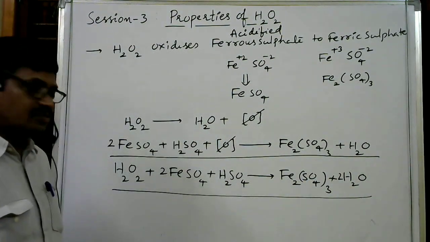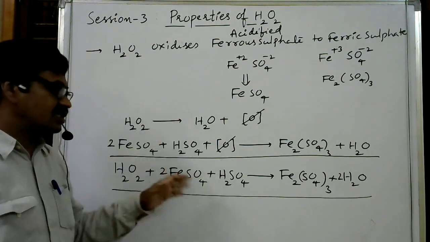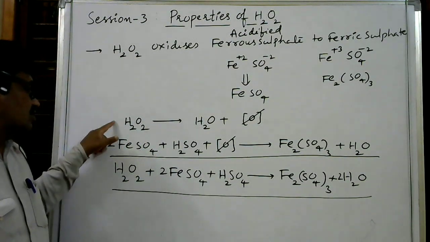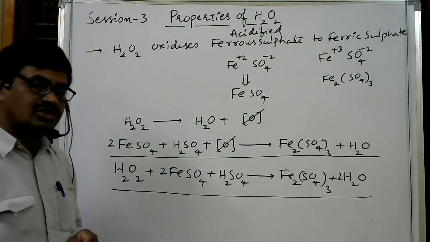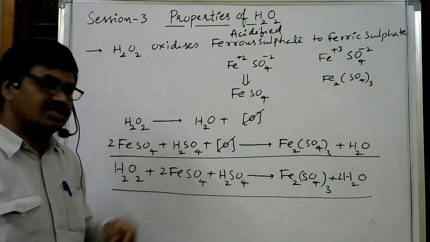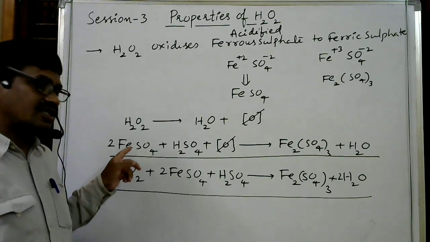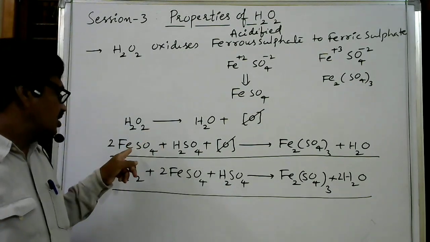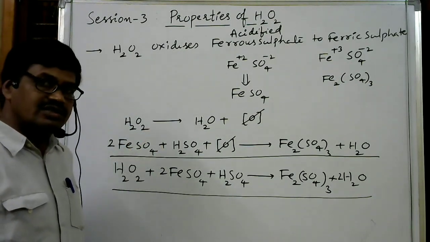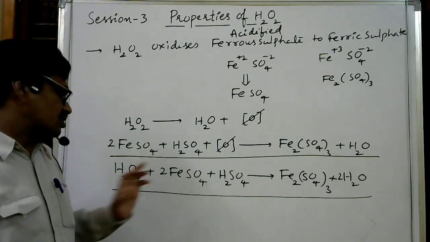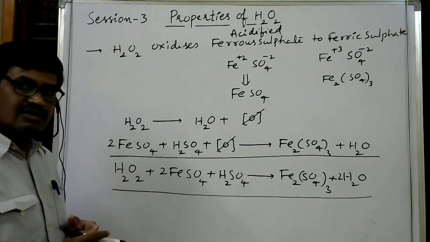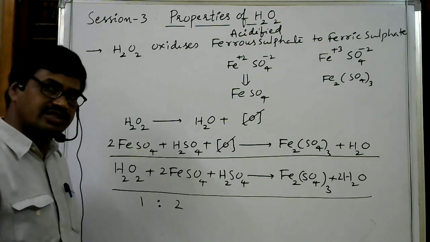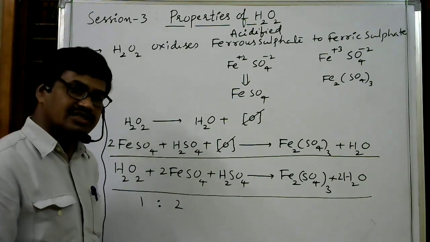From an examination point of view, if you remember this, it is enough, but for understanding the oxidizing property, we should take a two-step reaction. This is the first step: the decomposition of hydrogen peroxide to H2O and nascent oxygen. In the second step, that nascent oxygen is added to ferrous sulfate. So here H2O2 is the oxidizing agent and FeSO4 is the reducing agent. So the total reaction is this one. What is the ratio of hydrogen peroxide and ferrous sulfate? 1:2. 1 mole of hydrogen peroxide requires 2 moles of ferrous sulfate.